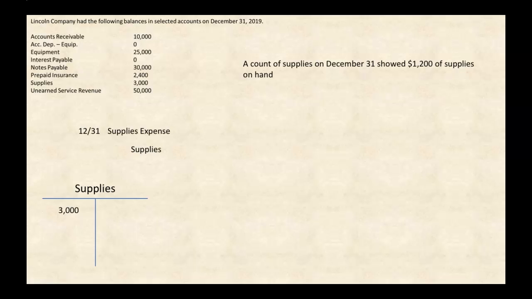So we'll make a T account for supplies. We start with $3,000 and we need to end at $1,200. How do we go from $3,000 to $1,200? Well, we need to credit something. If we take the difference between those two numbers, we get $1,800. And that's the amount that goes up into our adjusting entry.